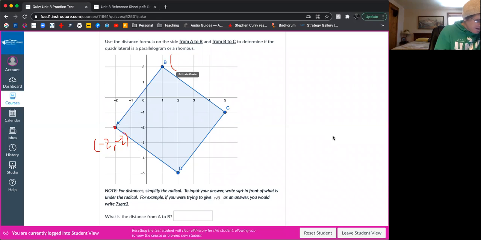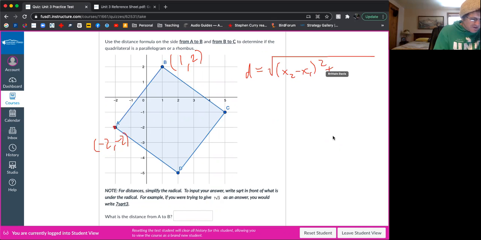And B is (1, 2). And my distance formula, again on that reference sheet, you do not have to have this memorized, is the square root of (x2 minus x1) squared plus (y2 minus y1) squared. If you've been doing the practice, this won't be too difficult for you. So I will plug in, it doesn't matter which one I call, I'll just call this one x sub 1, y sub 1, and this will be x sub 2, y sub 2.